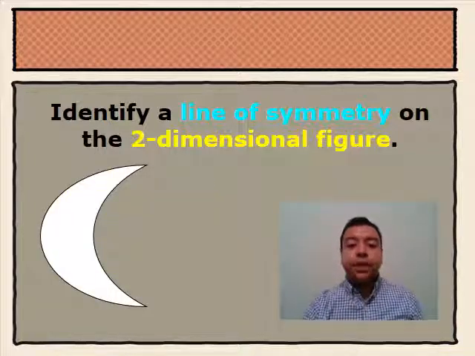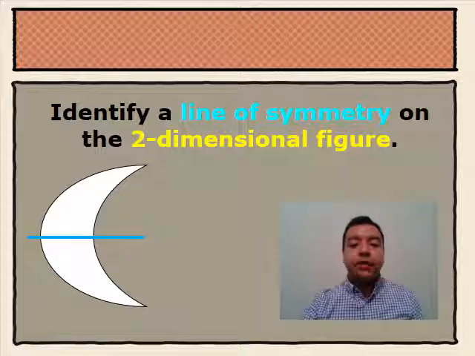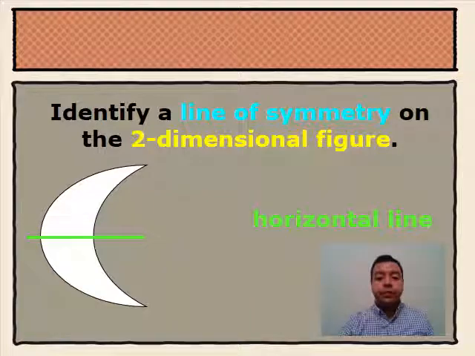Next, we'll identify a line of symmetry on this two-dimensional figure. Here we have one line of symmetry. We have one horizontal line of symmetry. We know it's a line of symmetry because it has a mirror image from the top and the bottom of our shape.